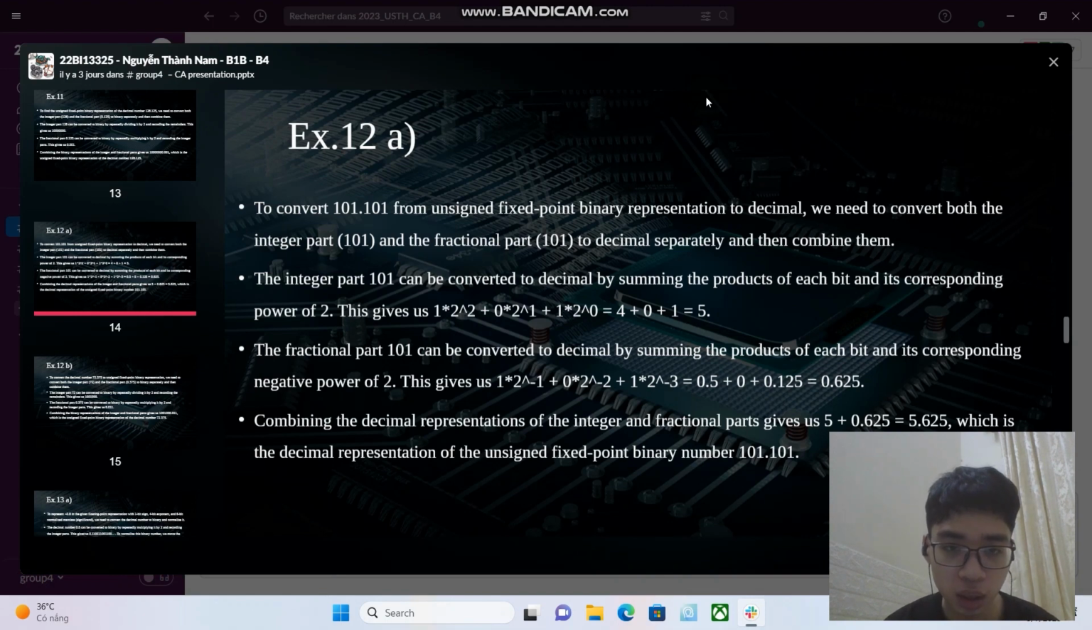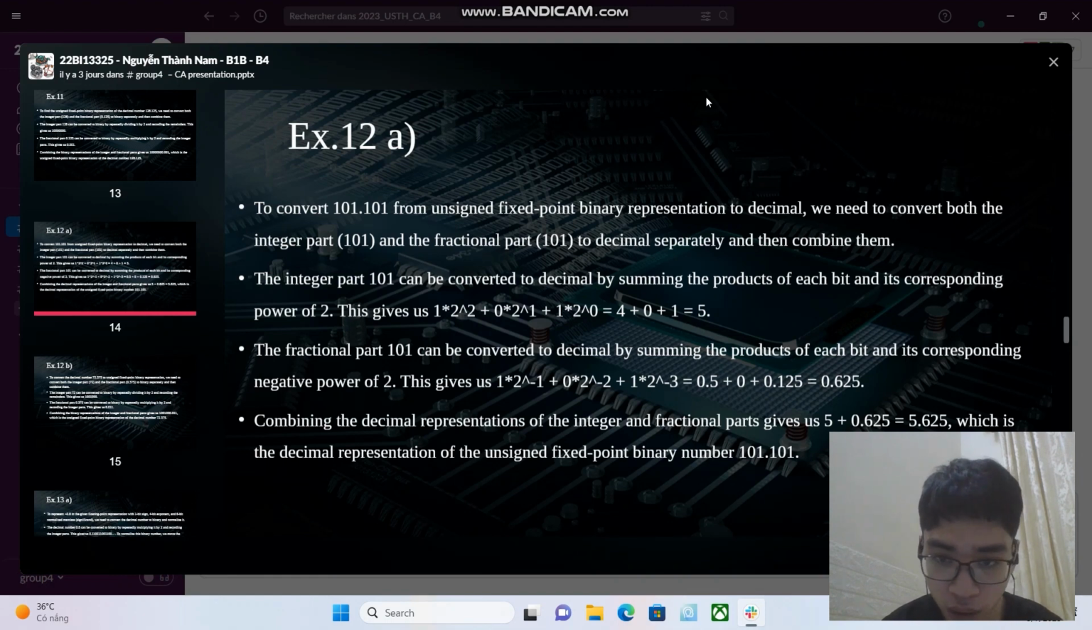The fractional part 101 can be converted to decimal by summing the product of each bit and its corresponding negative power of 2. This gives us 1 times 2 to the power negative 1 plus 0 times 2 to the power negative 2 plus 1 times 2 to the power negative 3 equals 0.5 plus 0 plus 0.125, which equals 0.625.